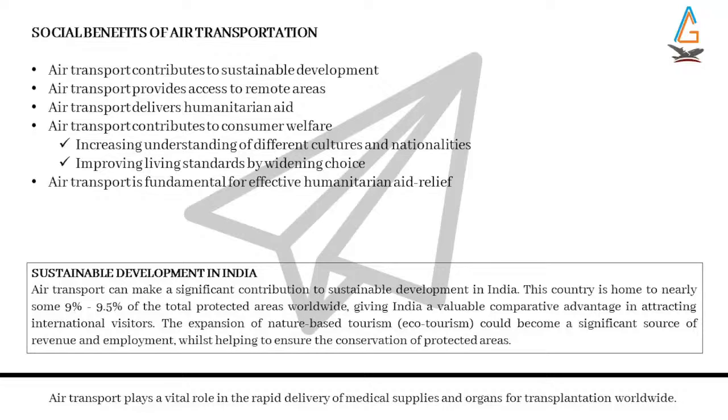Can you see a box in front of your screen, under which you have written about sustainable development in India? I want you guys to read that paragraph, okay? If you haven't gone through that, I want you to read that. So it talks about how air transport can make a significant contribution to sustainable development in India.